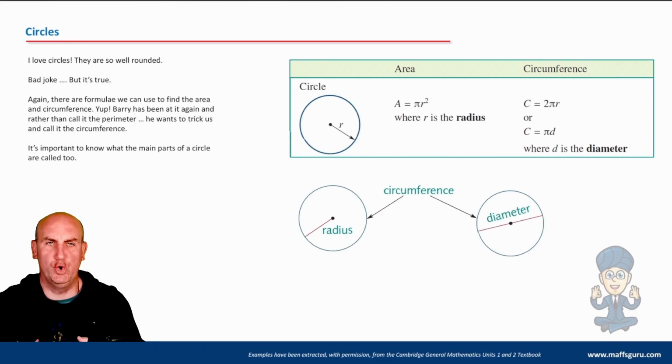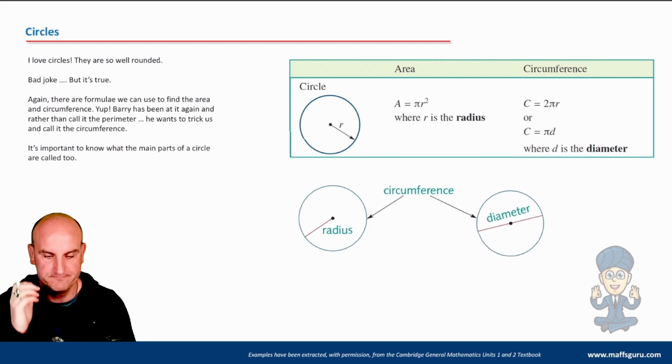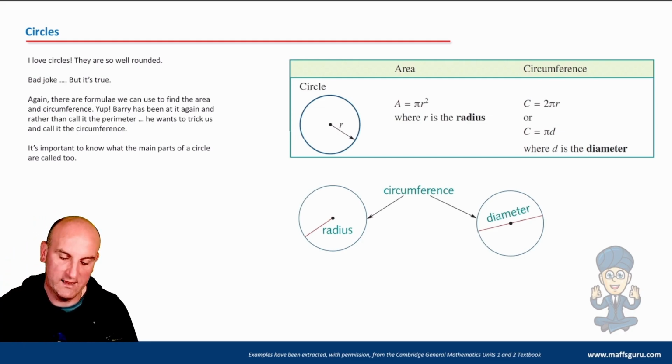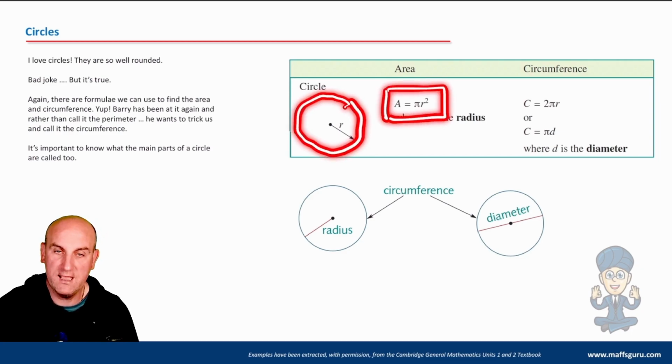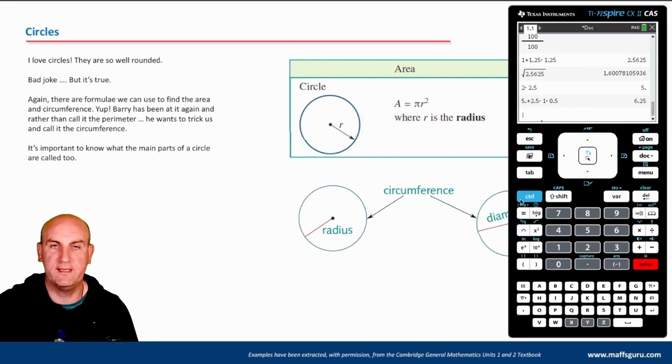Right, then we get to circles. I love circles. Again, lots of people know this, but just make sure you are aware that the area of a circle is given by pi, which is a button on my calculator. So if I bring up my calculator, here is my pi button down here, and you'll notice it comes up.